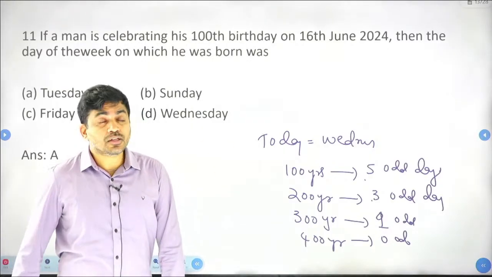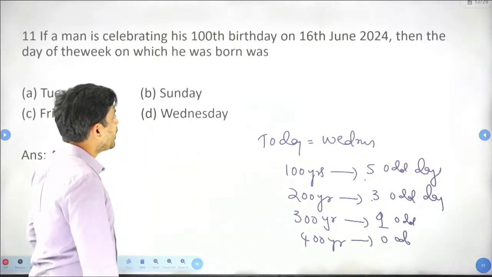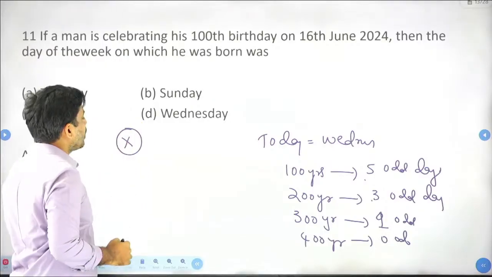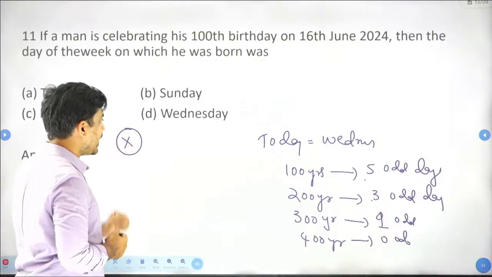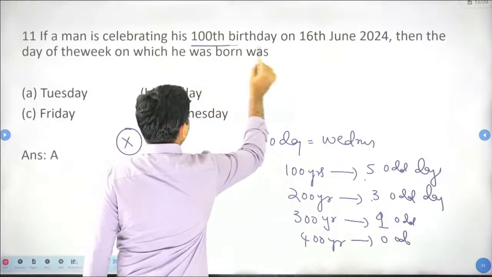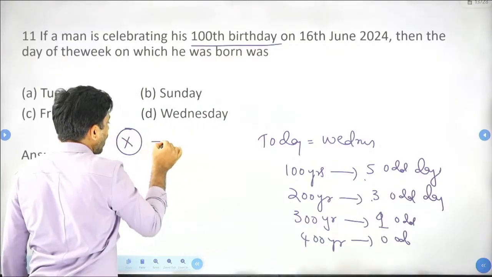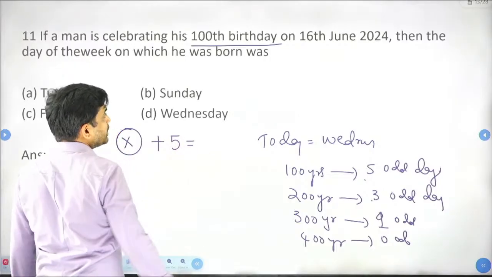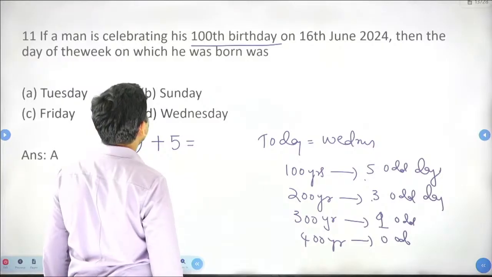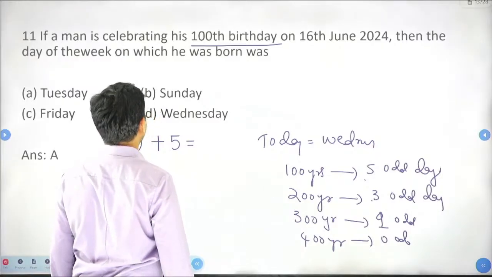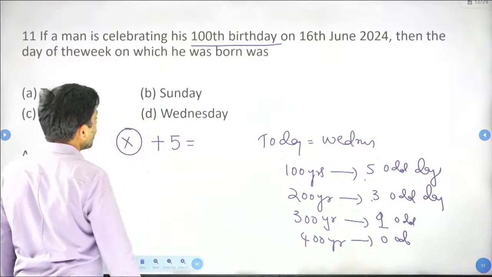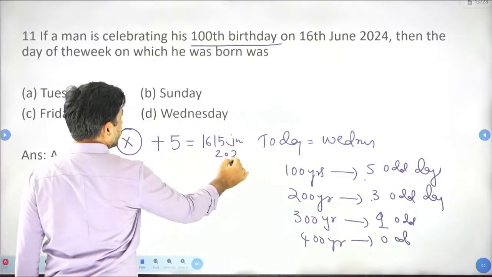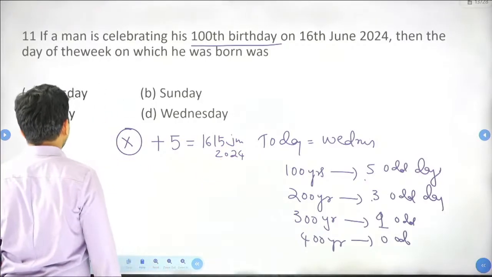Okay. Here also they are asking for 100. It means we don't know what is that day, say it is X. 100 years back, day was X. Now 100th birthday celebrating, it means after 100 years. So add 5 odd days. So what is the day now? 16th June 2024. But what is 16th June 2024? We have to find this. This is big task now.